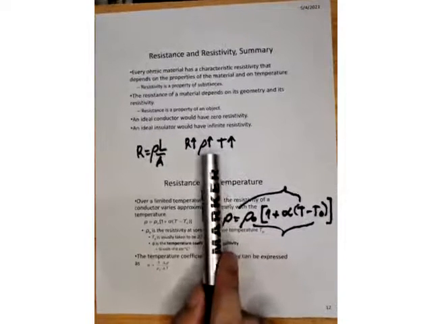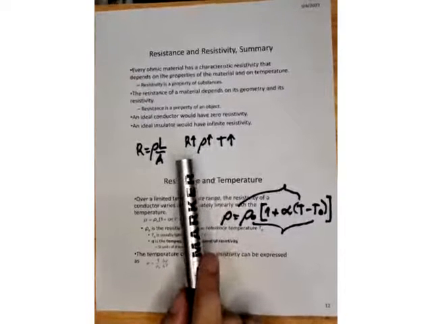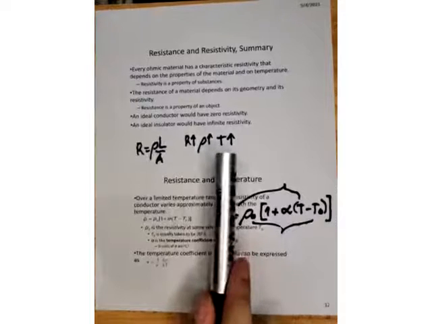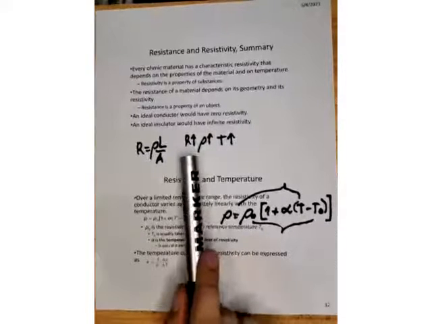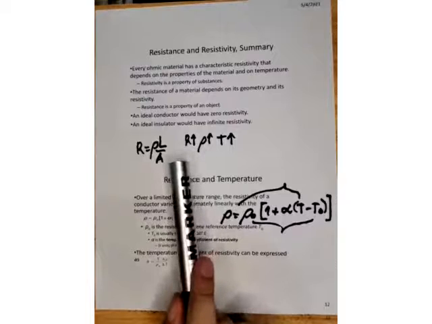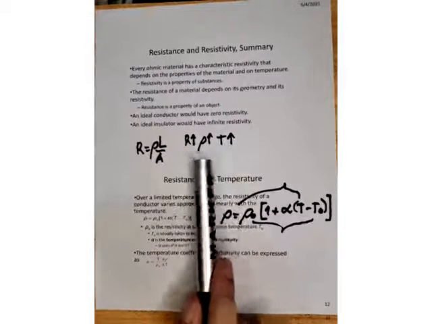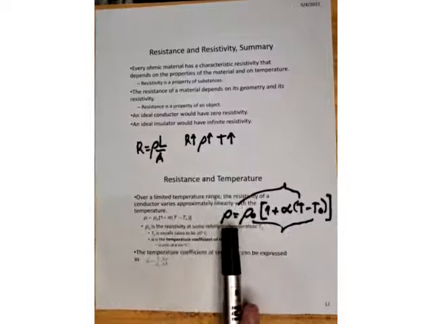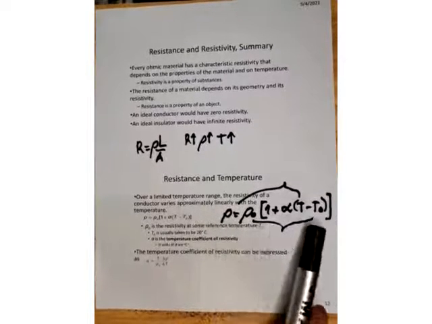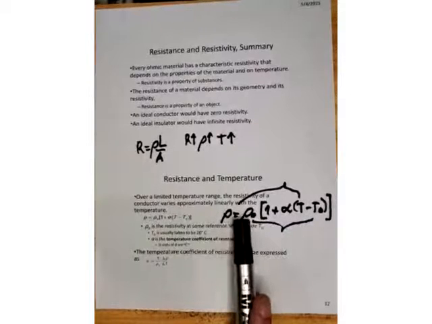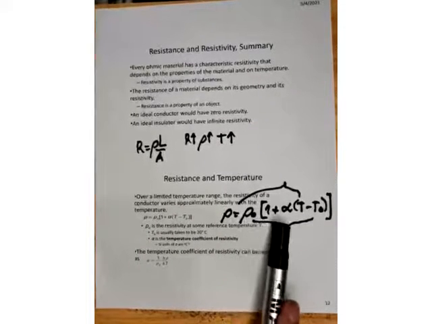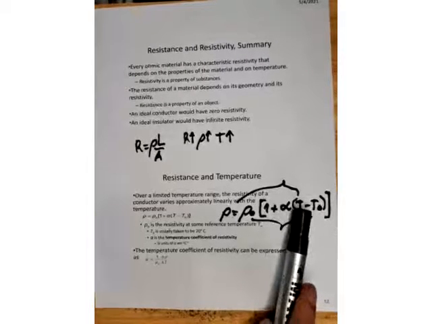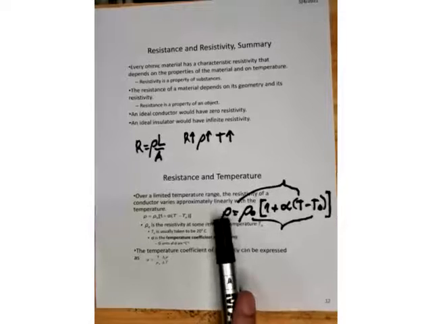Kaya pwede natin conclude na pag tumaas yung temperature nung conductor natin, yung resistance niya ay tataas din. So, yung tatlo kasi ay directly proportional sila. So, para makuha natin yung change in resistivity, ito yung formulang susundan natin. So, the final resistivity is equal to the initial resistivity times the quantity 1 plus alpha times the change in temperature. Wherein yung T dito, that's the T final related to the final resistivity. At yung T natin dito ay related siya sa initial.